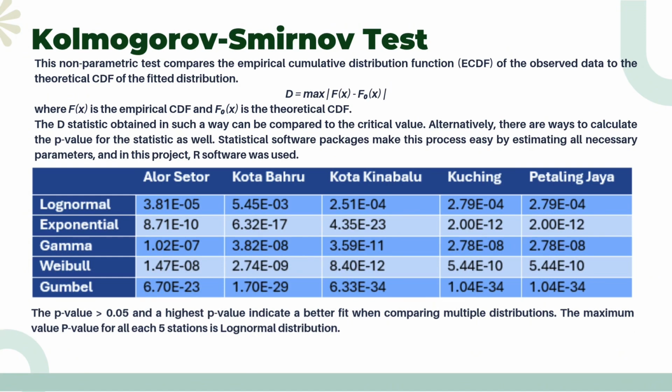In our analysis, we use R software to compute the test statistic and corresponding p-value. According to the KS test, a distribution is considered a good fit if the p-value is greater than 0.05 and the highest. Among all 5 rainfall stations, we found that the log normal distribution consistently has the highest p-value, making it the best fit based on the KS test.